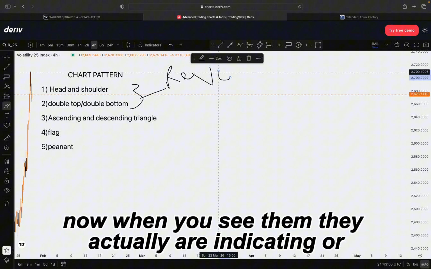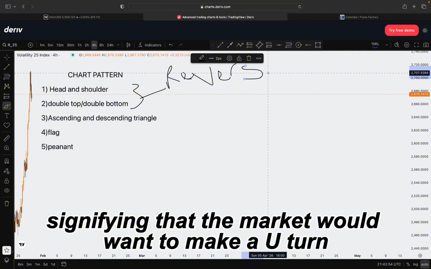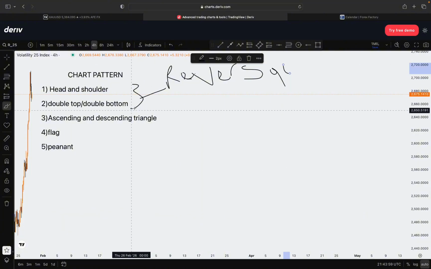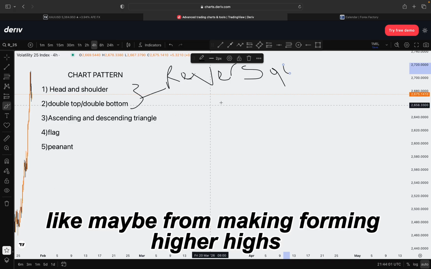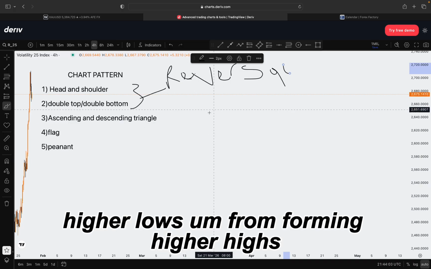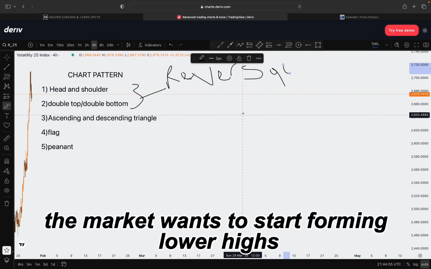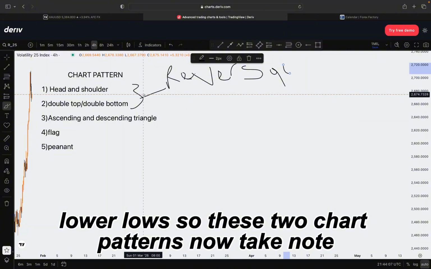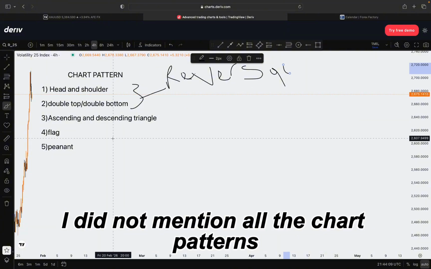Now, when you see them, they are indicating or signifying that the market would want to make a U-turn. Like maybe from forming higher highs, higher lows, the market wants to start forming lower highs, lower lows. So these two chart patterns. Now take note, I did not mention all the chart patterns.